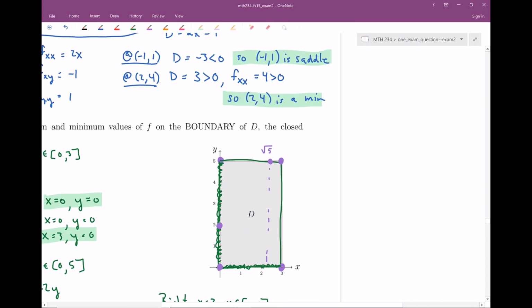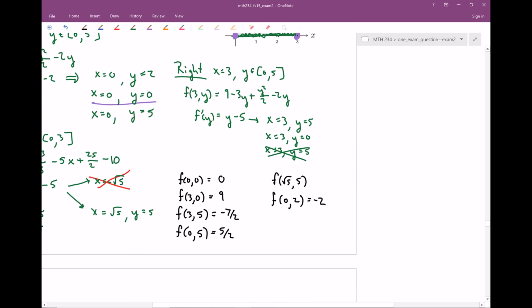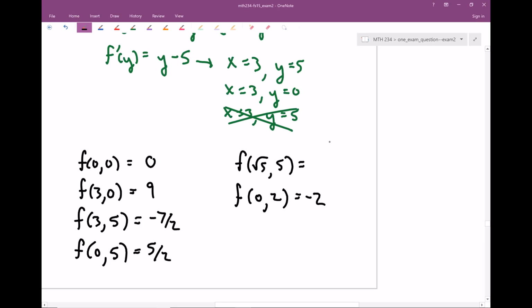Let's go back here. Again, the answer in this case was 5 halves minus 10 root 5 over 3, and this was smaller than negative 4. So our biggest value, our absolute maximum, is definitely 9. So this is the abs max.